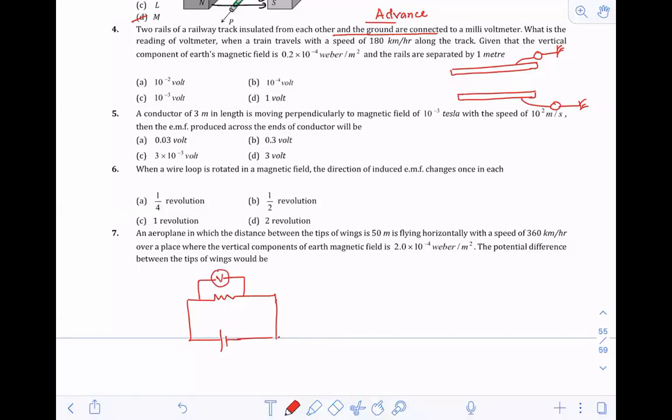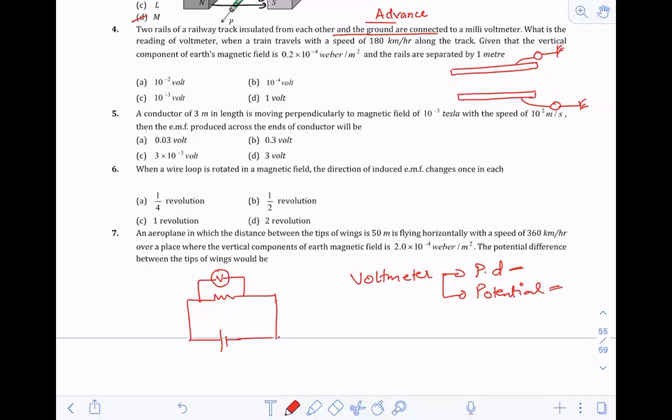So does this voltmeter give you potential difference, or does it give you the potential of a point? What does it give? Does it give potential difference or does it give potential only? This is the question. We'll come back to the question, but answer this right now.